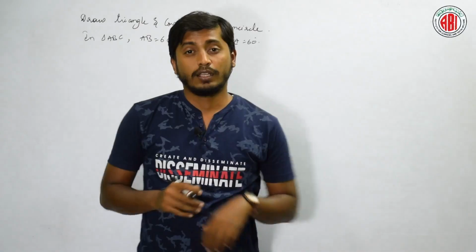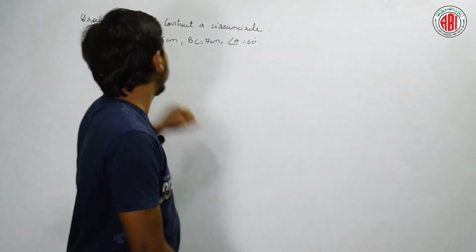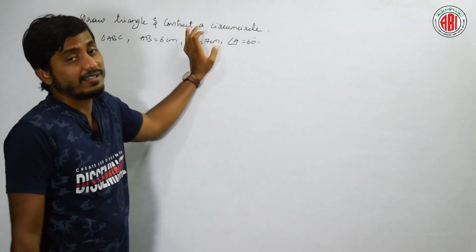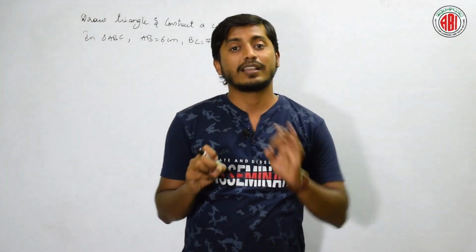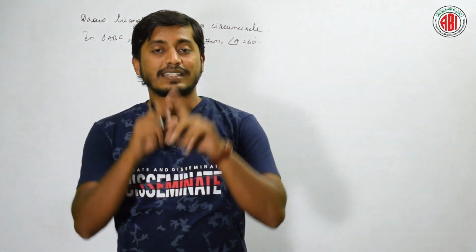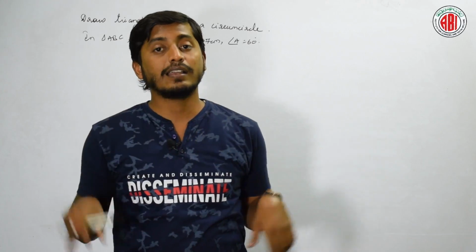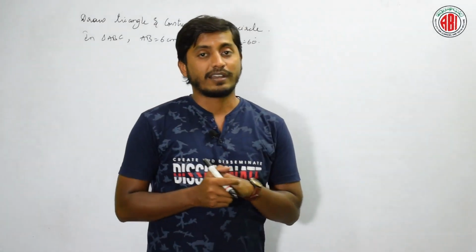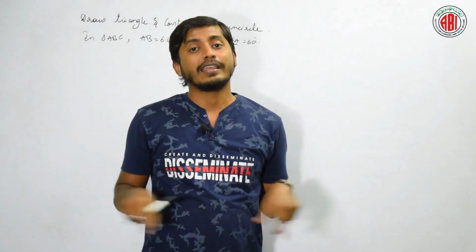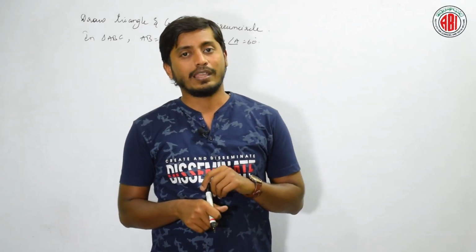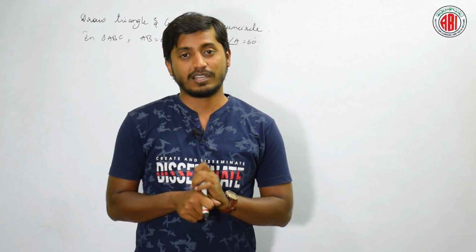Let's do. Look at this question here. It says, draw a triangle and construct a circumcircle. What is a circumcircle? A circumcircle is a circle which touches the three vertices of a triangle externally. The term indicates that the circle is around the triangle. How do we construct it?